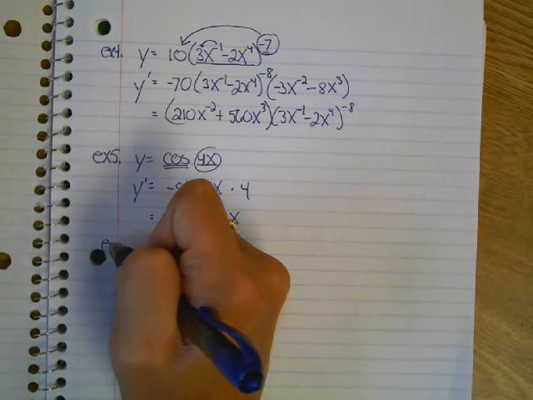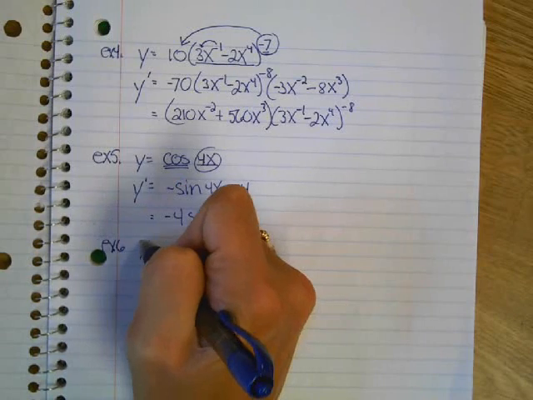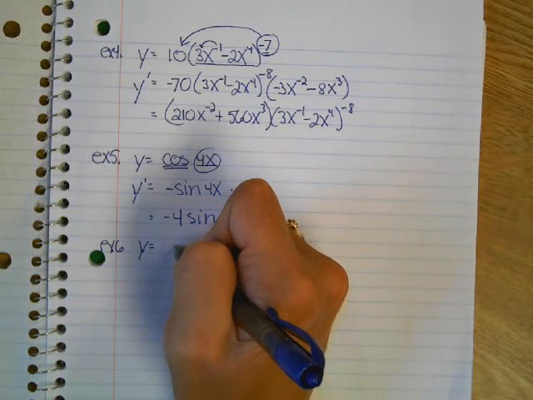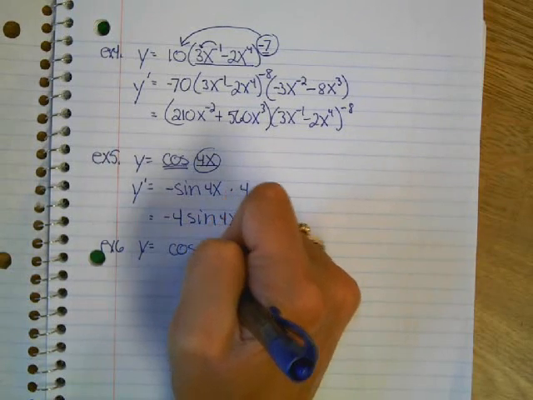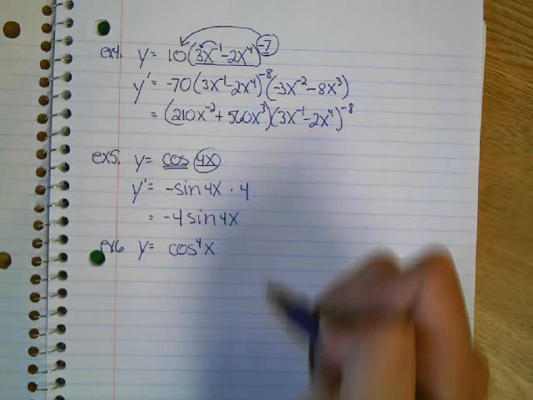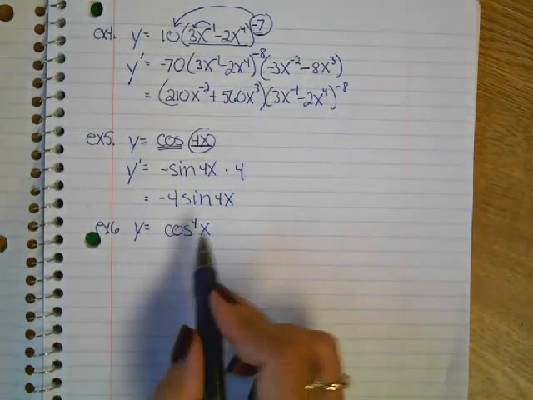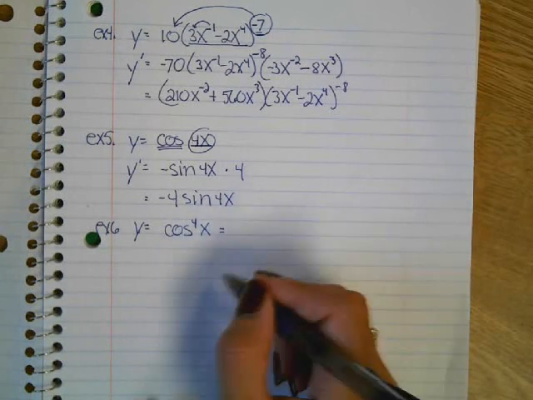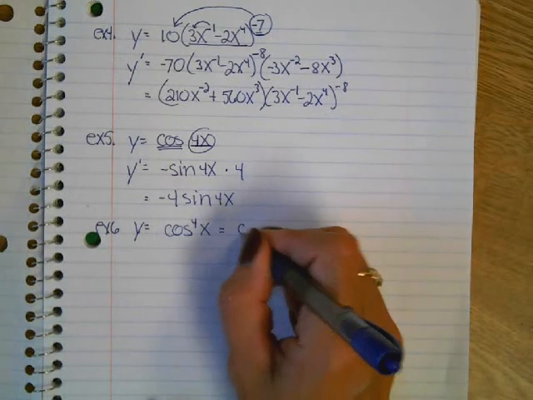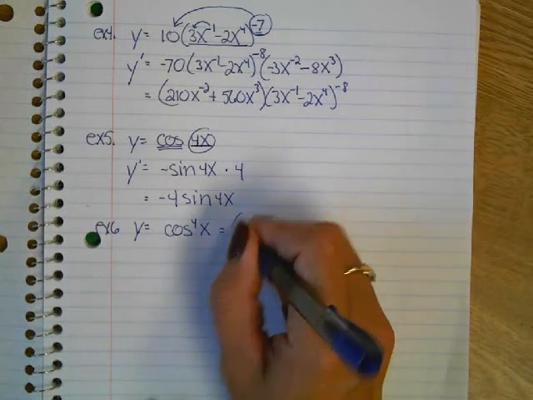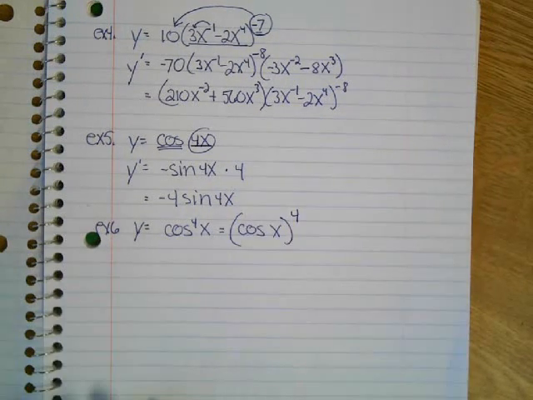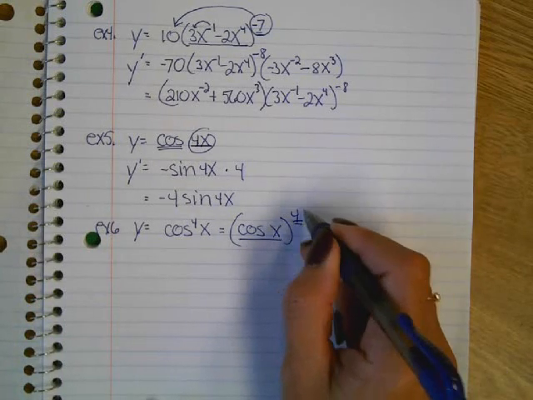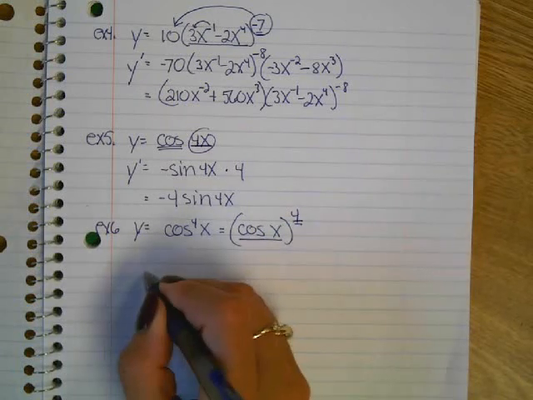Number 6. Y equals, let's go cosine to the fourth x. Anytime that's there inside, I like to write it with parentheses so I can easily see outside and inside. So I'm just going to rewrite this. Now I can easily see, here's my inside, this is my outside. I'm going to start with my outside derivative.